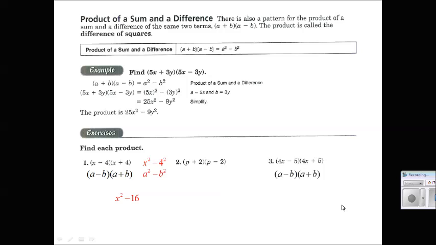Okay, let's try down here. This is A, this is B, A, B. Sum and a difference. So, what's A? 4x. What is 4x squared? Well, the 4 has to be squared as well, right? And so I'm going to write 16x squared. And then the 5 is the b. I write it as 25. I'm done.